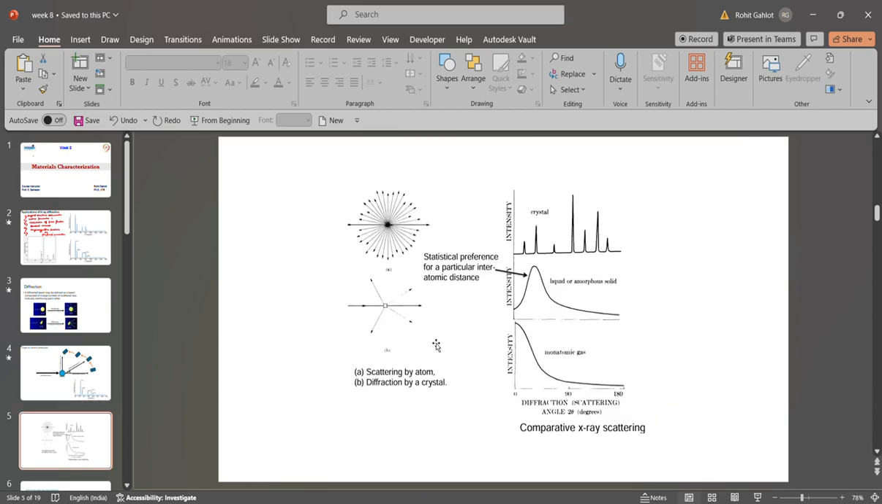If we come to understand the interaction of XRD with different materials, if the X-rays interact with a crystal, then systematic peaks are observed. However, if they interact with an amorphous solid or liquid, then a single peak is observed. However, in the case of a monoatomic gas, no single peak is observed.